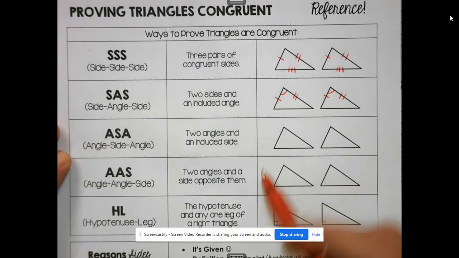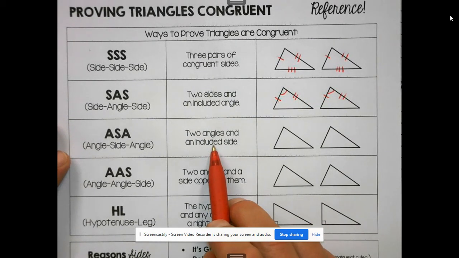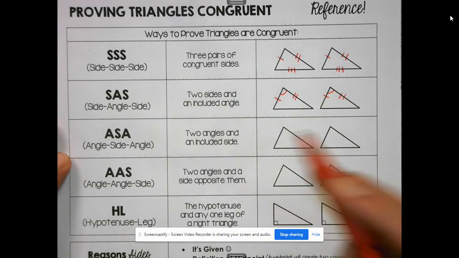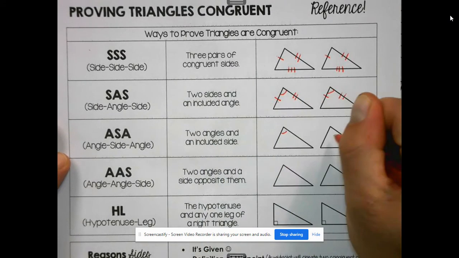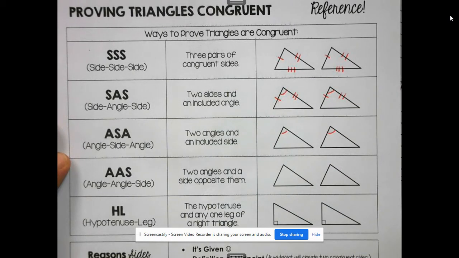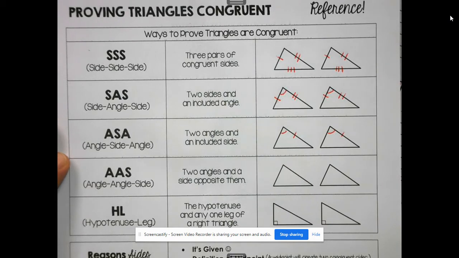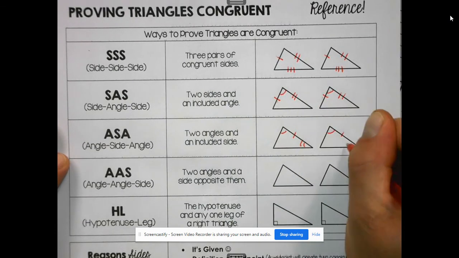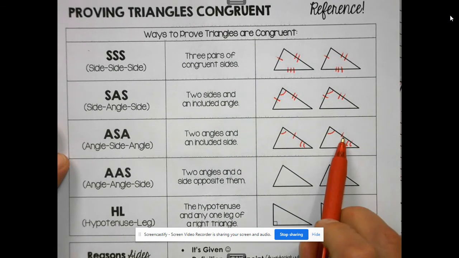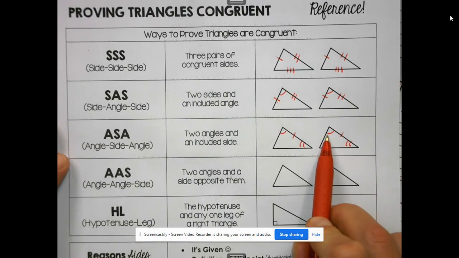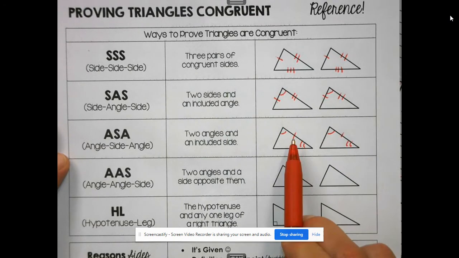Next one's angle side angle. In this case, the congruent side has to be in between the 2 angles. So we start out with a set of congruent angles. Next, we'll do a set of congruent sides. And then we'll end it with a set of congruent angles. So the included side must be in between the 2 sets of congruent angles in order for angle, side, angle to work.